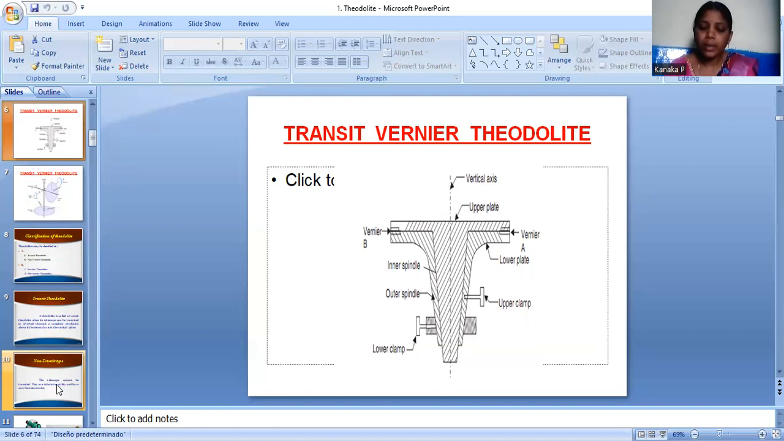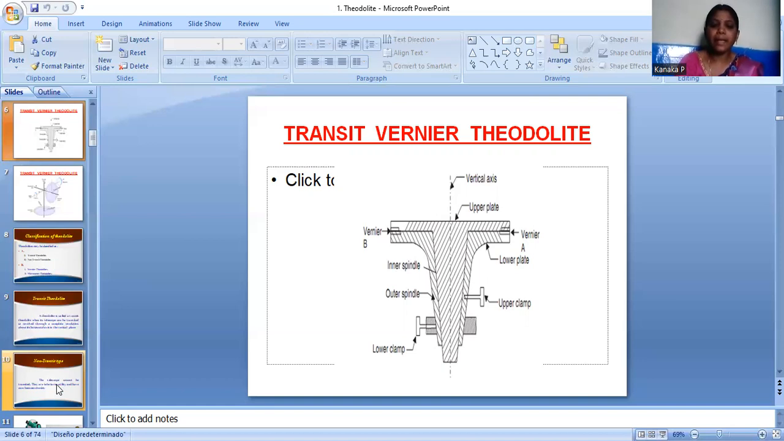Next one is the lower plate. This is also called the graduated circle or scale plate. It varies from 0 to 360 degrees and is subdivided into 10 to 20 minutes. A provision is made to clamp the lower plate at any position by the lower clamp. Finally, fine movement can be made by using the lower tangent screw.